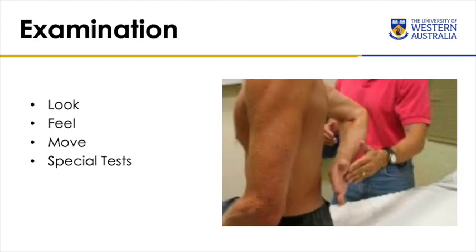Examination, again the classic look, feel, move, special tests of orthopaedics. After observation of the shoulder, we should see the patient's active range of motion and compare this to passive range of motion, palpation, and then resisted muscle testing for the rotator cuff. Special tests for biceps pathology, AC joint, impingement, and instability should all be covered in your musculoskeletal clinical examination unit.